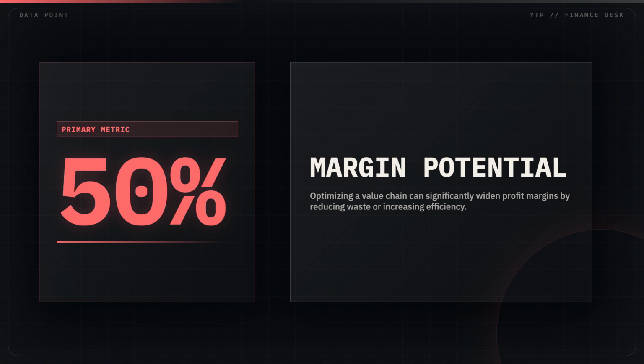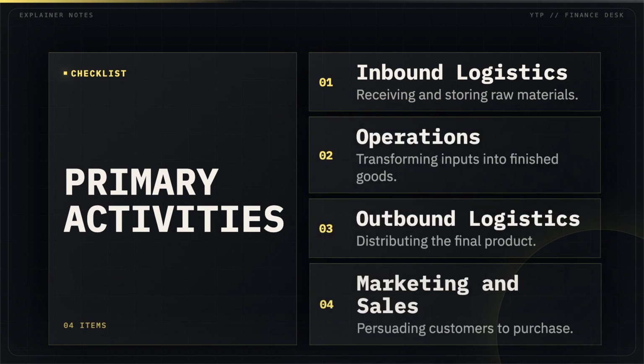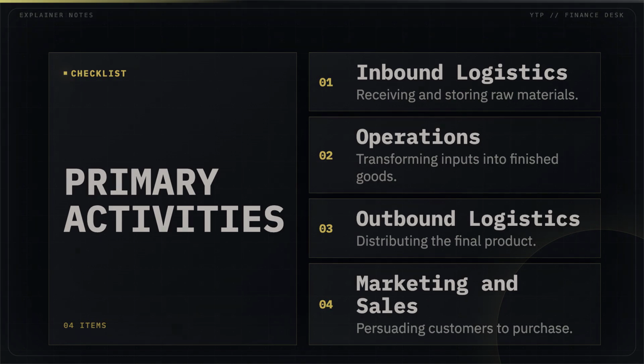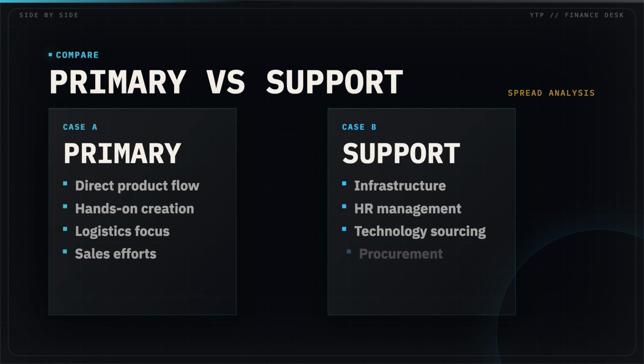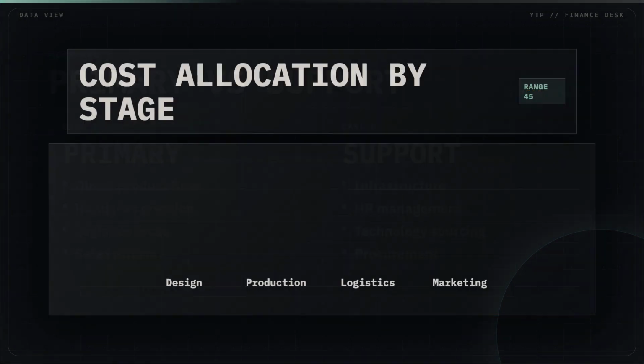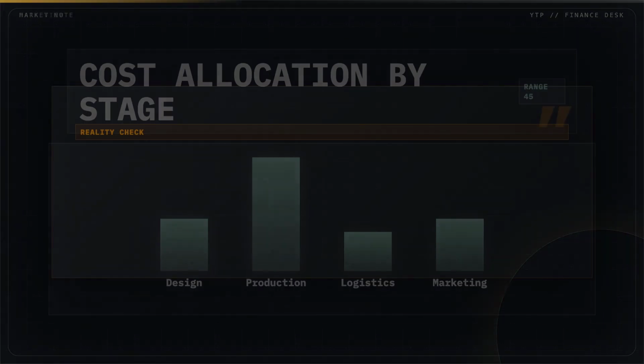your overall profit margins. Primary activities are the physical actions involved in creating, selling, and supporting a product or service. While primary activities handle the product directly, support activities provide the infrastructure and systems that keep the entire business running smoothly. Visualizing where money is spent helps managers identify which stages of the chain require the most optimization or investment.